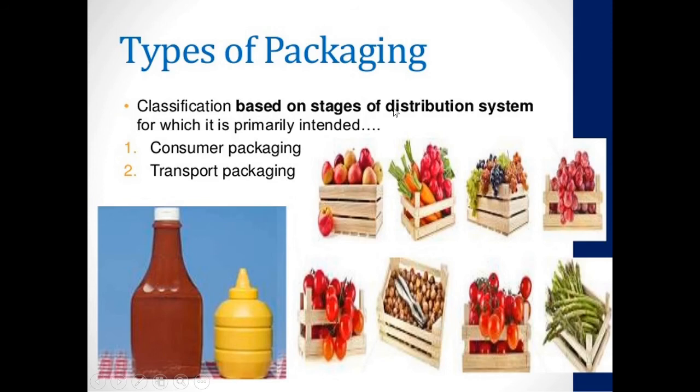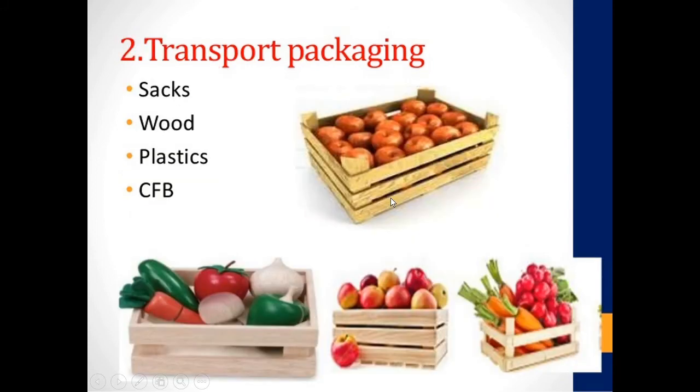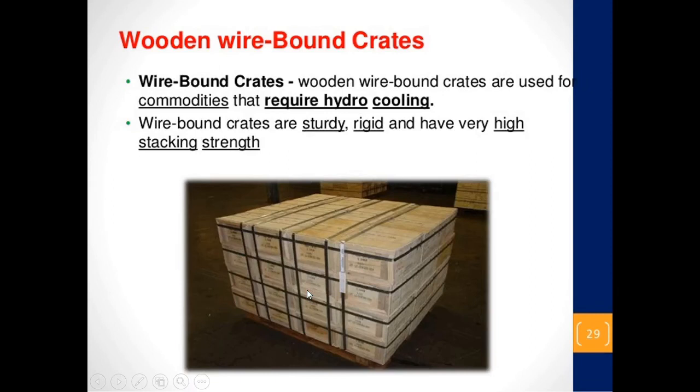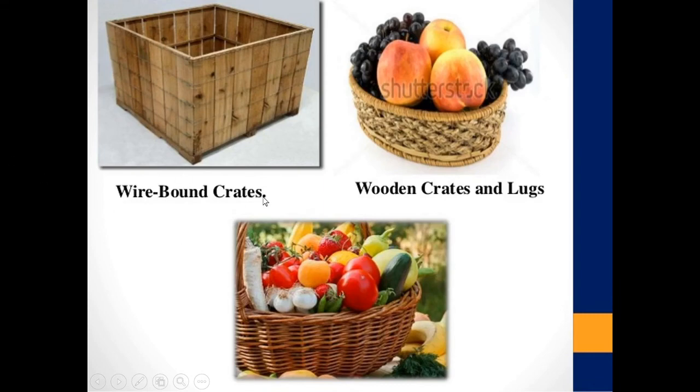There are other types of packaging like consumer packaging and transport packaging, which are based on the stages of the distribution system. Consumer packaging includes paper bags and plastic bags, and transport packages include sacks, wood, plastics, and corrugated fiber boxes. Sacks are commonly used for vegetables, like this one, which is being used for onions. Wood wire bound crates are more sturdy, rigid, and have high stacking strength. Then we have wooden crates. They are often used for apples, stone fruits, and potatoes. Wire bound crates, wooden crates, and lugs.